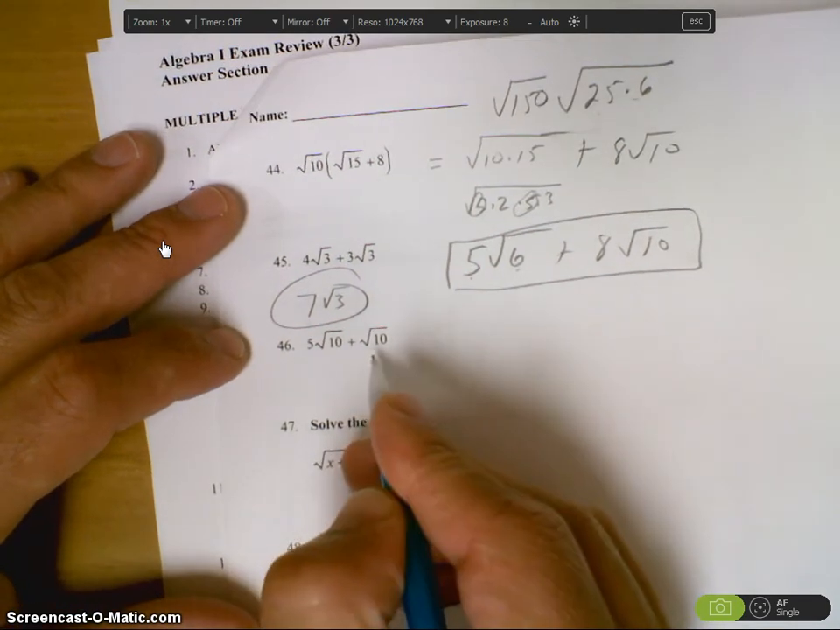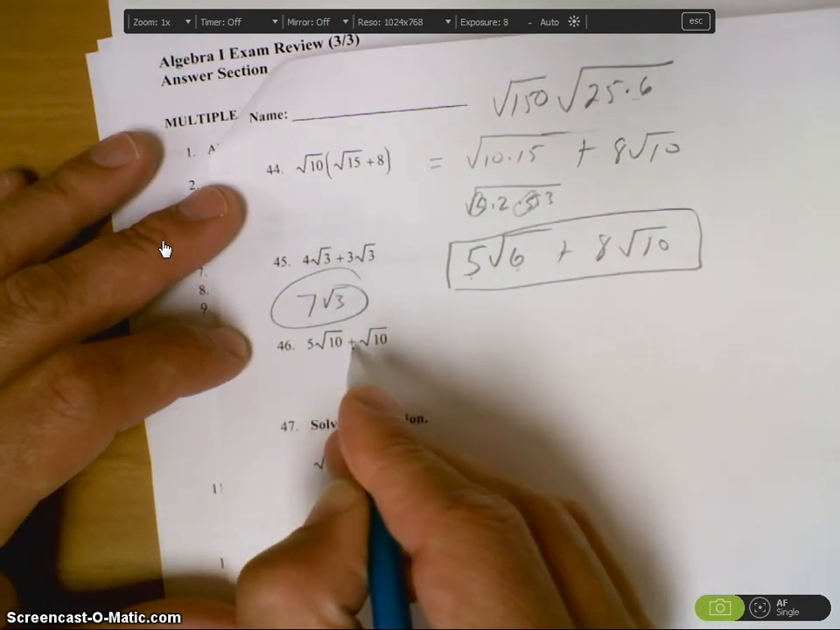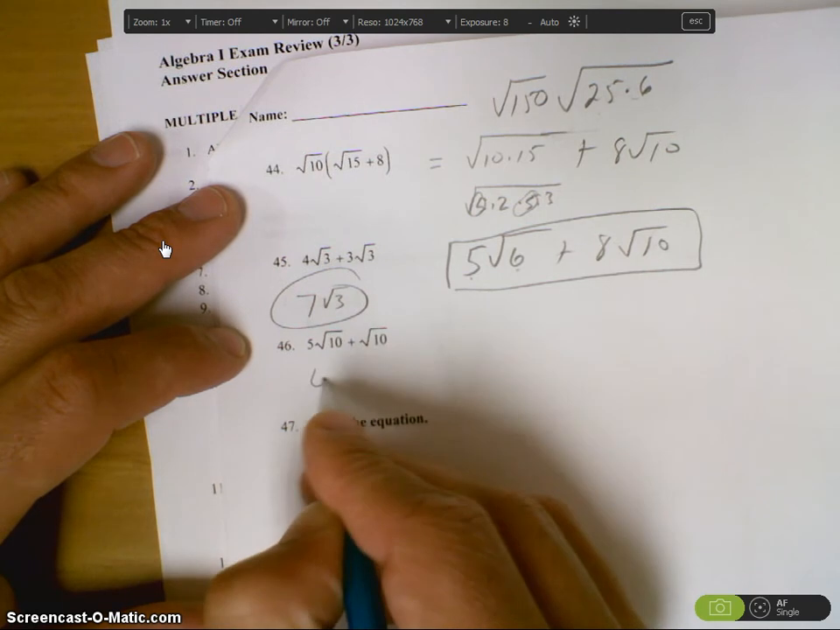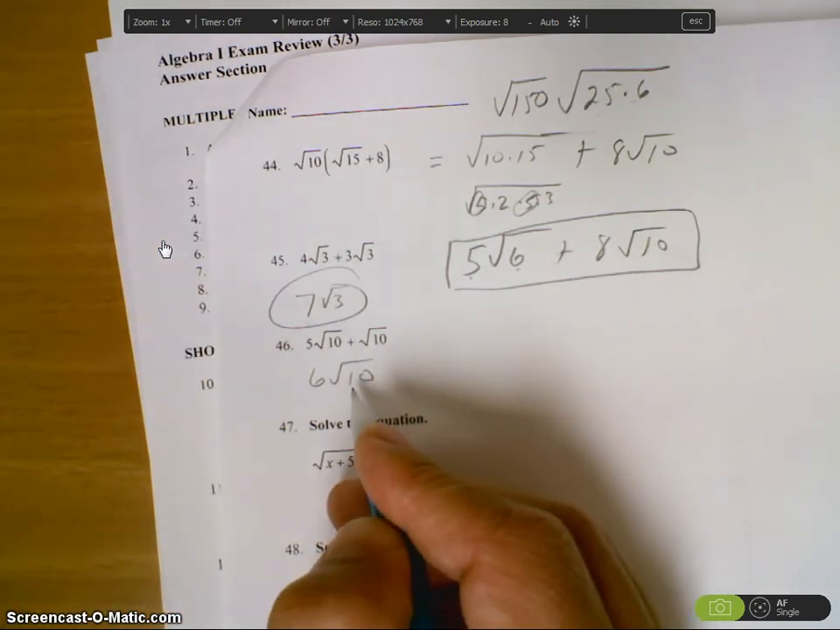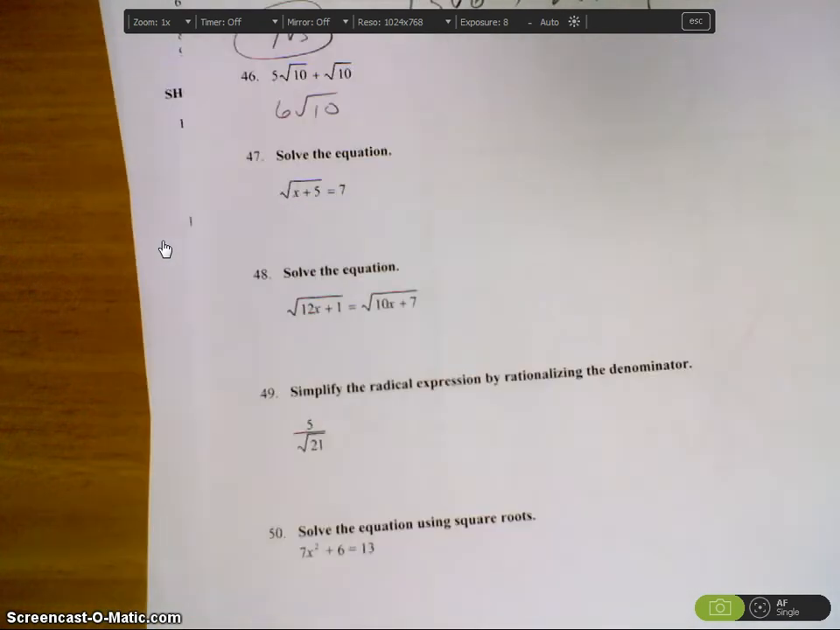Same type of problem for 46. If I have 5 square roots of 10 and add 1 more square root of 10, I have 6 square roots of 10. Nothing left. There's no perfect squares hidden inside 10, so I'm done with that one.